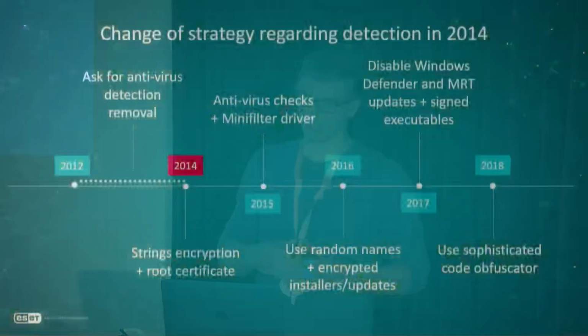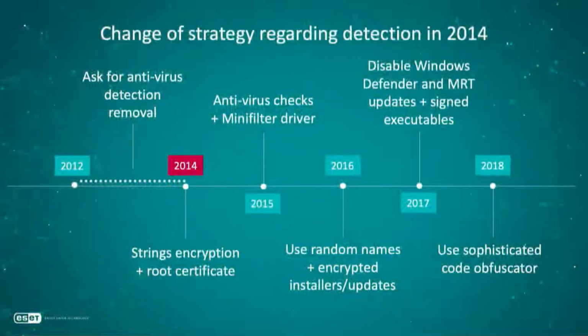Also, we can observe a change of strategy regarding detection in 2014. Before, they had antivirus detection and removal. From 2014, we can see they use more aggressive techniques, like obfuscation and checks of antivirus installed on the machine. They use random names, encrypted installers, etc.